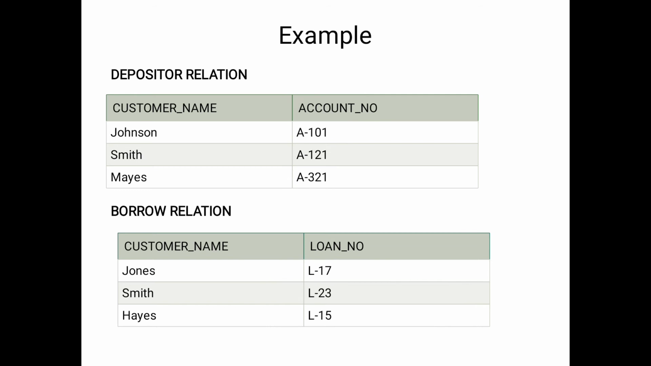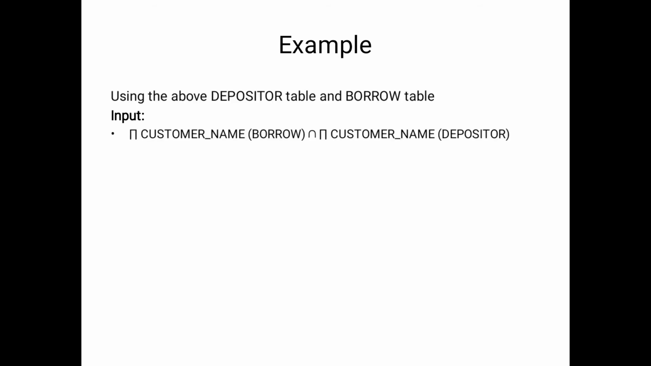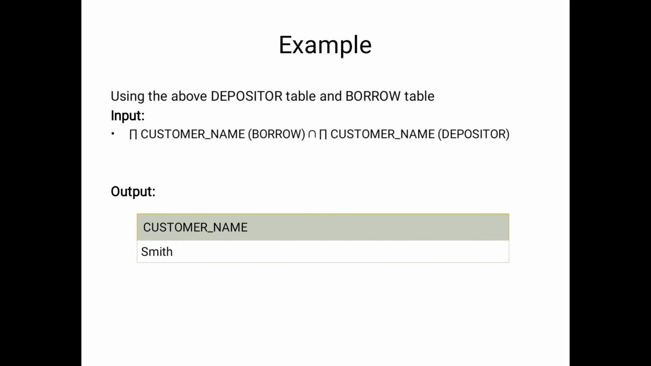So in the depositor table, Johnson, Smith and Mays are available. In the borrow table, Jones, Smith and Hayes. In both the tables, the customer name Smith is available. That's why we will receive the output as Smith for the intersection, because the Smith customer name is available in the depositor table as well as the borrow table.